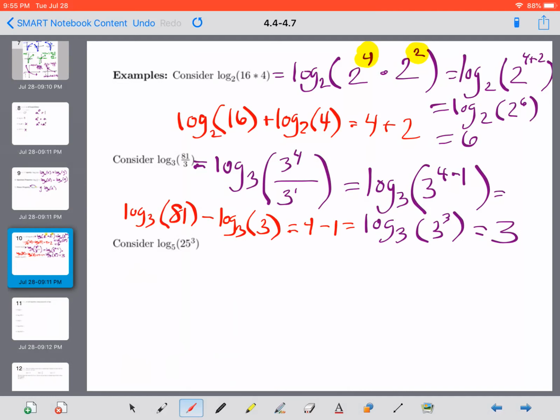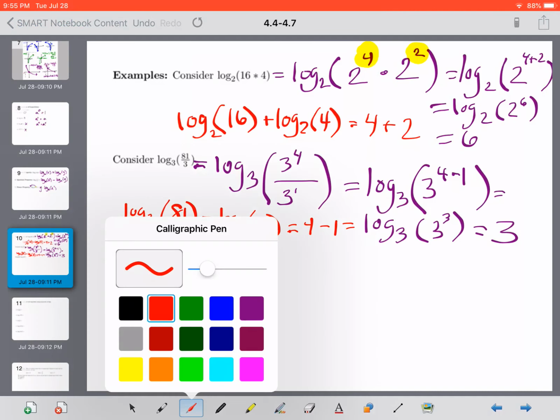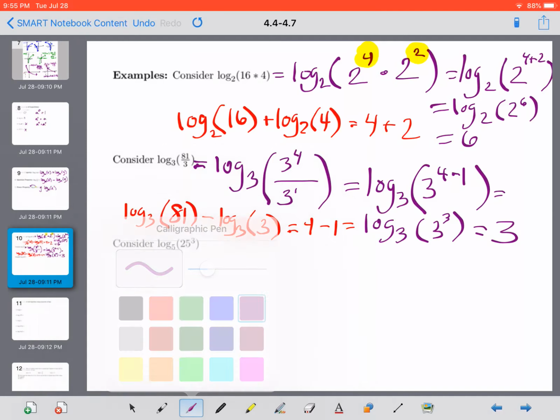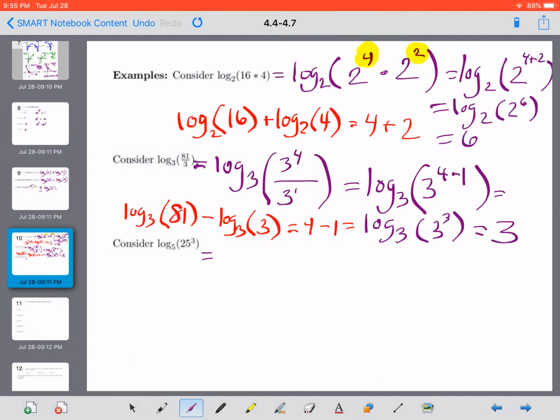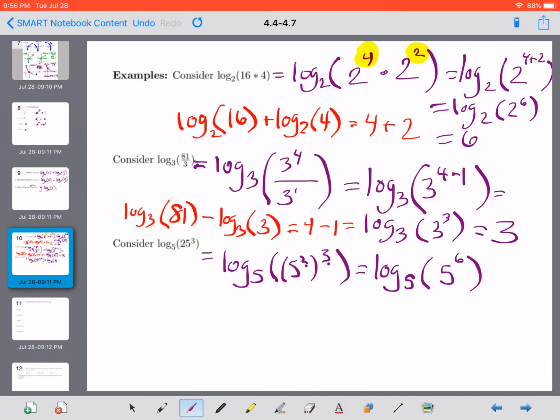Finally, consider log base 5 of 25 to the 3rd power. Let's see if we can compute what this would be. Alright, I'm going to start by trying to rewrite the inside as a power of 5. Well, 25 would be 5 squared, so I could rewrite this as 5 squared to the 3rd power, which is like saying log base 5 of 5 to the power of 2 times 3, because we multiply exponents when you have a power raised to another power.